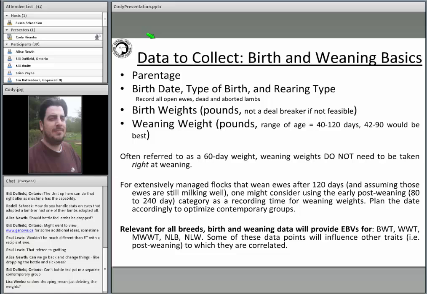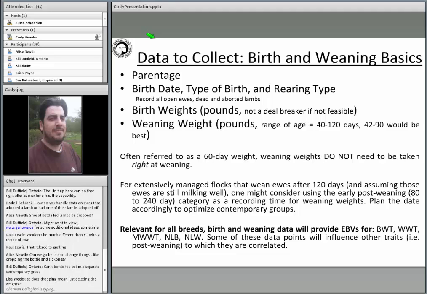When you get out to 120 days, your ability to judge the milking ability of those ewes is, you've got other factors coming into play, I guess. Oftentimes the weaning weight is referred to as a 60-day weight. You do not need to wean the lambs at the time you take that weight. In general, I always take my weaning weight about a week before I separate the ewes and the lambs.